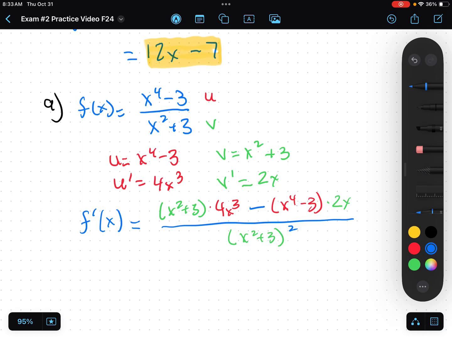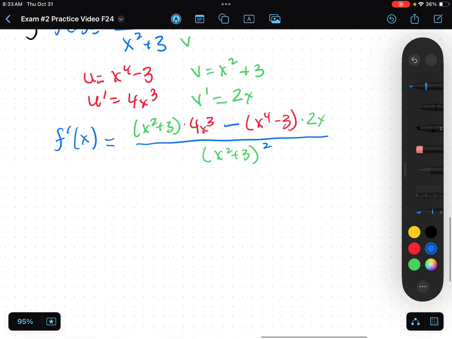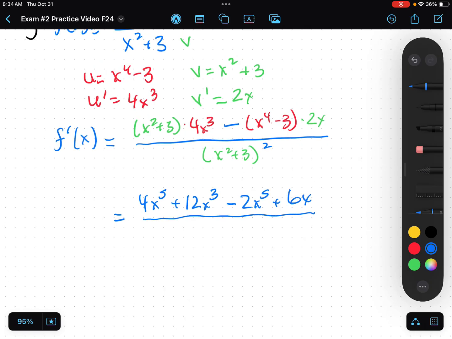Now it's just a matter of simplifying using algebra. So we're going to distribute and then combine like terms. On the numerator, when I distribute, I get 4x to the 5th plus 12x cubed minus 2x to the 5th. You have to distribute the negative sign and the 2x. So that's going to be plus 6x. In the denominator, I'm not going to expand that. Just leave it factored. The less algebra, the better. But we are going to combine our like terms here. So do you agree that I have a 4x to the 5th minus a 2x to the 5th? So I'm going to combine those, and then we'll be done with this.